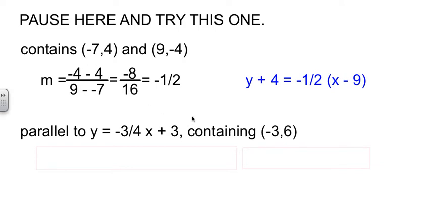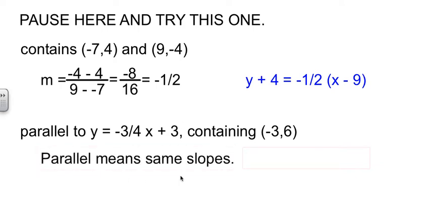Now, we previously talked about parallel lines and how their slopes are related. Remember, we said when lines are parallel, that means they have the same slope. So we know the slope of this line is -3/4. That means the slope of the line we're interested in is also -3/4. We have a slope, we have a point, we have everything we need.